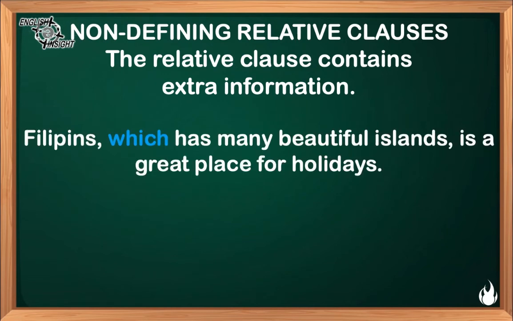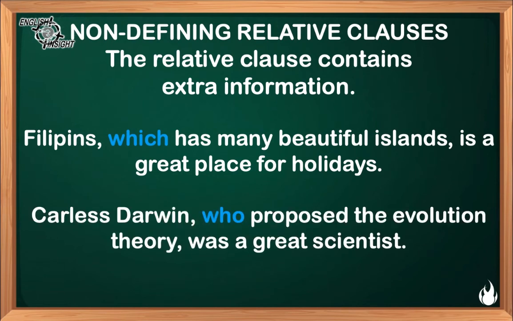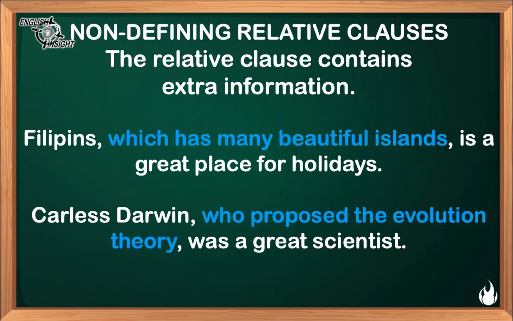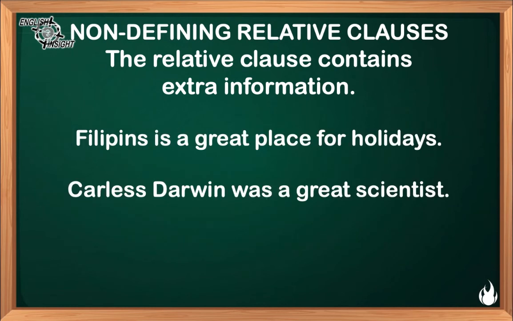For example, Philippines, which has many beautiful islands, is a great place for holidays. Charles Darwin, who proposed the evolution theory, was a great scientist. In both cases, the relative clauses will be placed between commas, and that information can be omitted without altering the meaning of the sentence. For example, Philippines is a great place for holidays, and Charles Darwin was a great scientist. That's why this information is considered extra information.